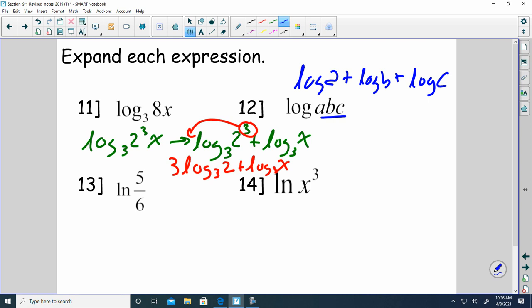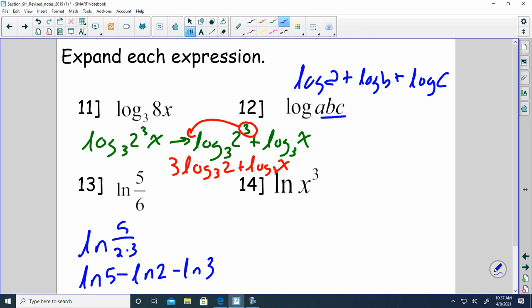Number 13. Is 6 the same thing as 2 times 3? What I'm trying to show you is we can break numbers down to their prime components, which is kind of where we're trying to head with these. So I get ln 5 over 2 times 3. Is that okay so far? We have a fraction. That means anything in the denominator, when I expand it, will have a negative sign in front of it. So I have ln 5 minus ln 2 minus ln 3. The minus ln 2 and the minus ln 3 means that the 2 and 3 would have been a denominator originally. The natural log of 5 means it would have been a numerator. Does that make sense? So if you can break it down, break it down. Break your number down to its prime components.